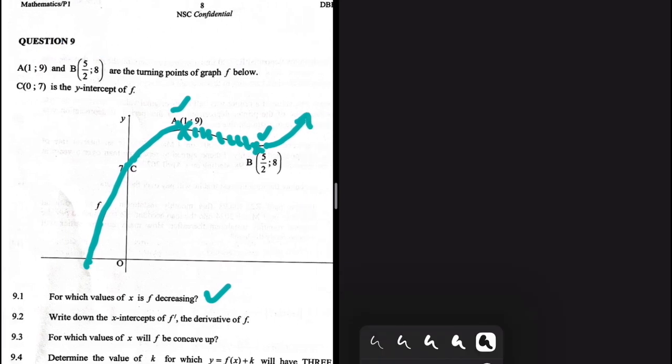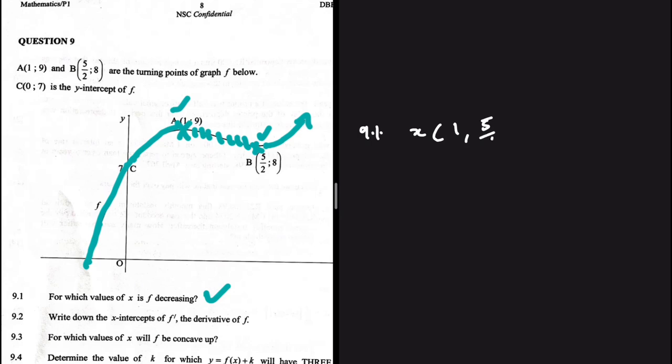So the answer to 9.1, for which values of x is f decreasing? F is decreasing between 1 and 5/2, right? The x value of a and the x value of b. That's where it is decreasing. In between, at a, it is neither, it is stationary. At b, it is stationary. It is decreasing between a and b.